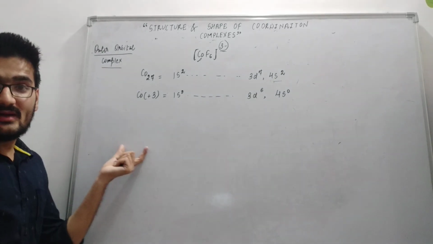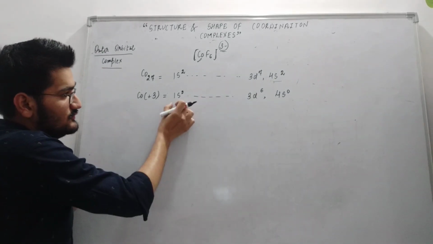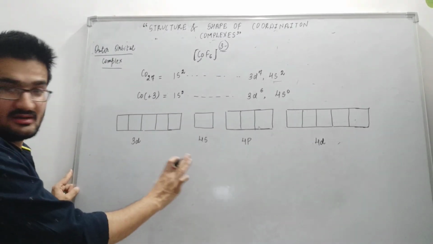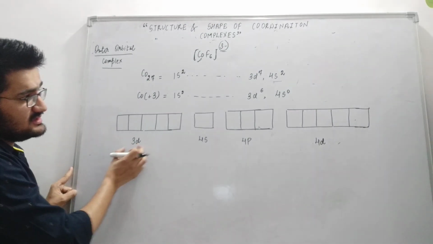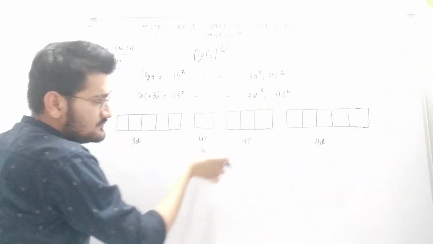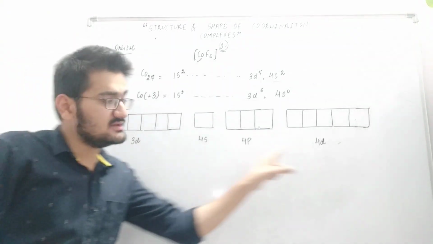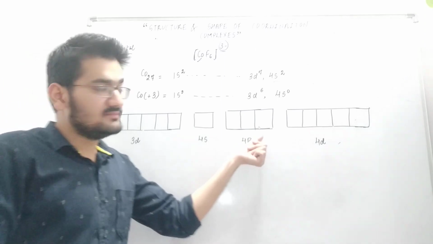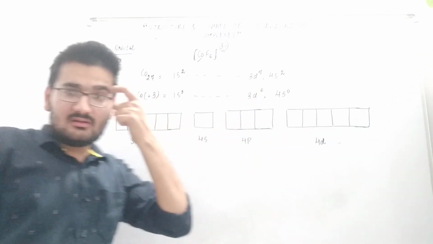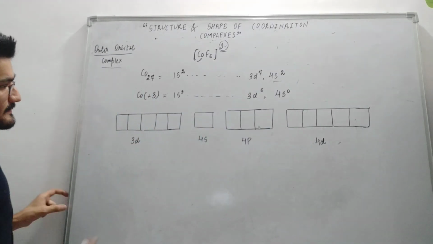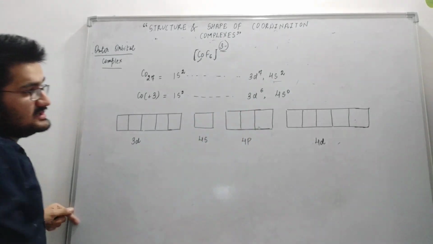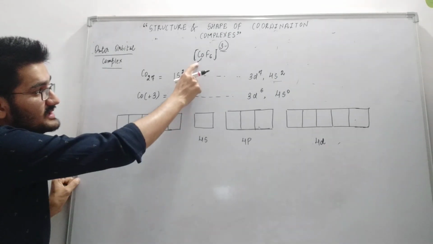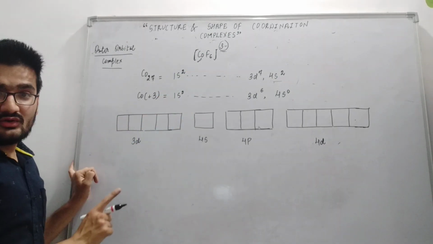Now we have to show the orbital diagram for this electronic configuration. So this is 3d, and this is 4s, 4p, and 4d. These will be empty, but we have to show all the possible atomic orbitals. Now the total electrons are 6, and if we want to fill the electrons in the d orbital of the central metal atom, then we have to follow Hund's rule.